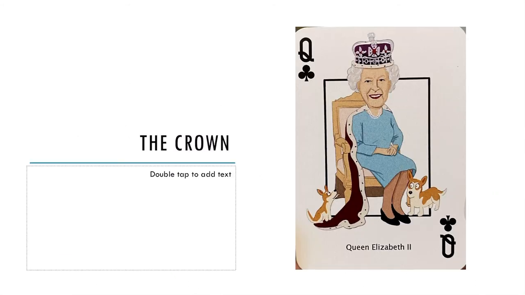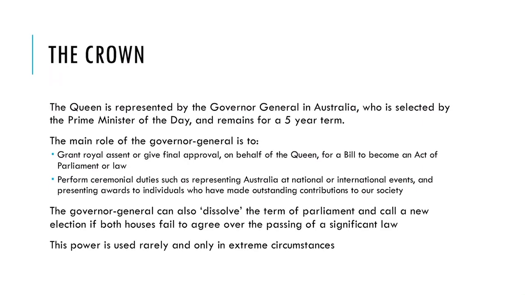Finally, we have the Crown, represented here by Queen Elizabeth. We can see she's got her little puppy dogs there with her too. So the Crown is represented by the Governor-General in Australia, who is selected by the Prime Minister of the day and remains for a 5-year term. The main role of the Governor-General is to grant royal assent or give final approval on behalf of the Queen for a bill to become an Act of Parliament or a law. So this is the final stage in the law-making process.